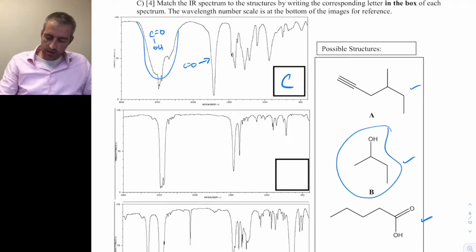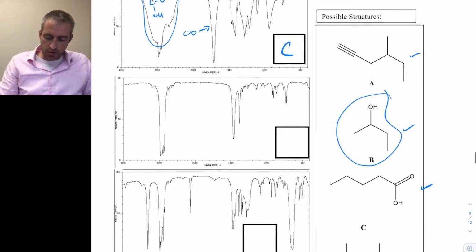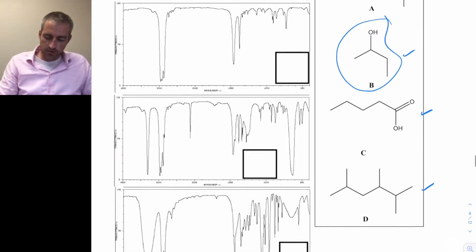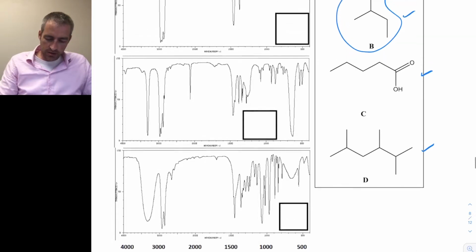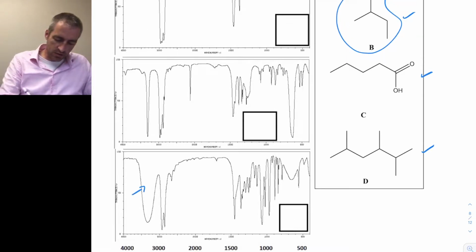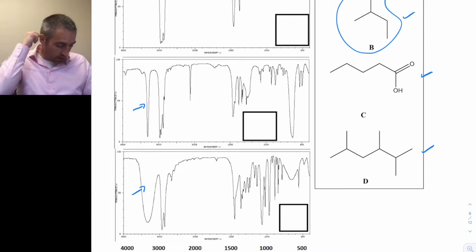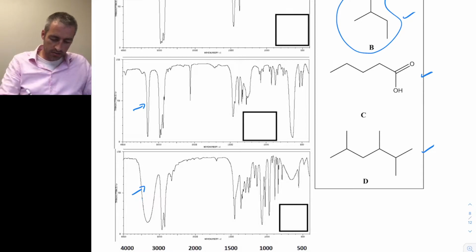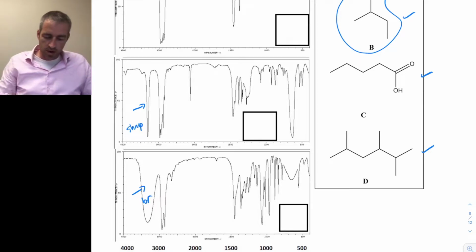Alcohol is one though. Alcohol should be easy to find. It gives a broad peak around 3,500, 3,400. And you can see looking at these spectra, this has one and this has one, but the bottom one is broad and this one is sharp. So the broad one is going to be our alcohol, B.